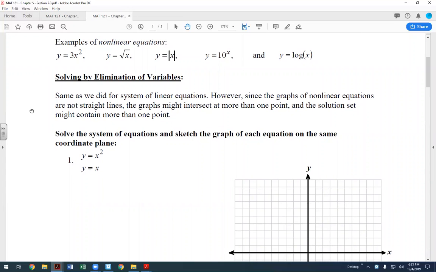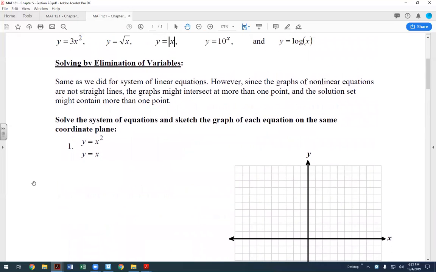So let's see, we're actually starting out with a straight line and a parabola here. Now, since these are nonlinear equations, that means they can intersect at more than one point. Some equations will only intersect at one, some of them will be more than one point. So it just depends on what kind of functions we have and what their graphs look like, or what kind of solutions we get. So we're starting out with graphing here.